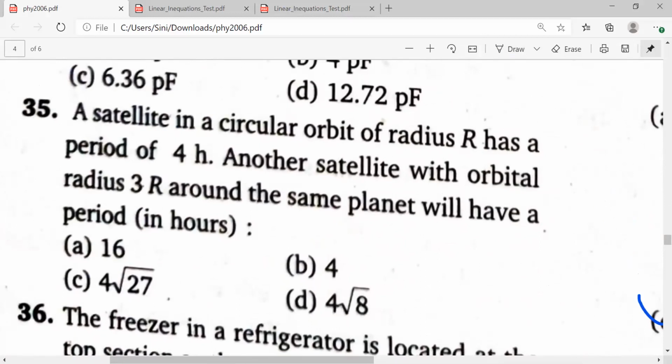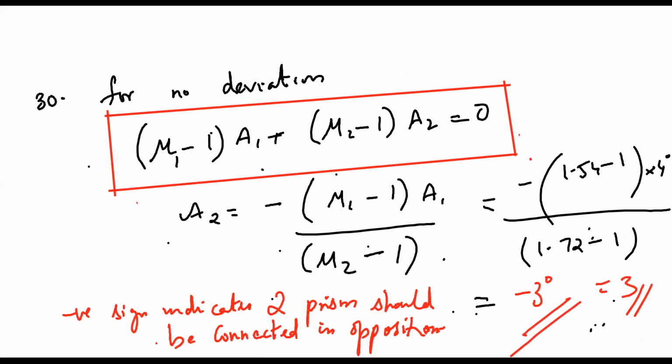35th question. A satellite in a circular orbit of radius r has a period of 4 hours. Another satellite with orbital radius 3r around the same planet will have a period in how many hours? So this is according to our Kepler's third law. 35th question. According to Kepler's third law.